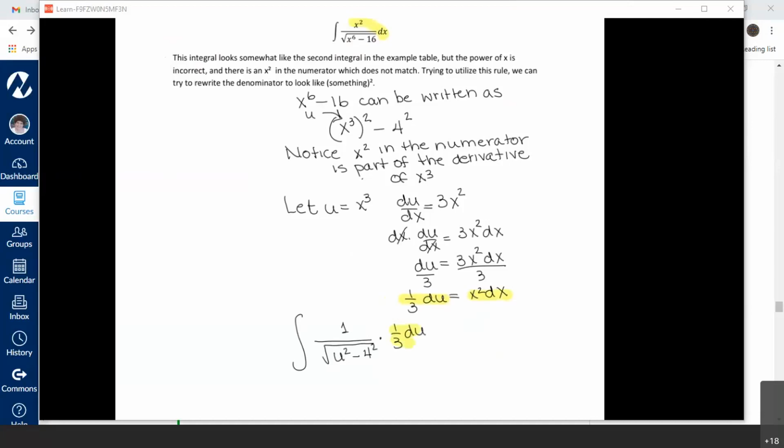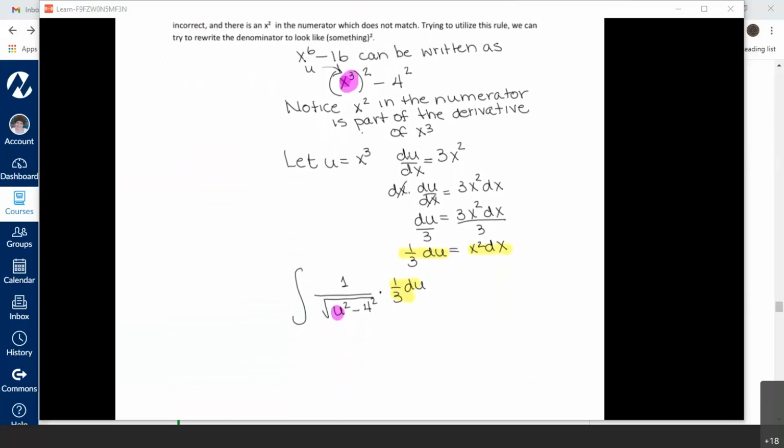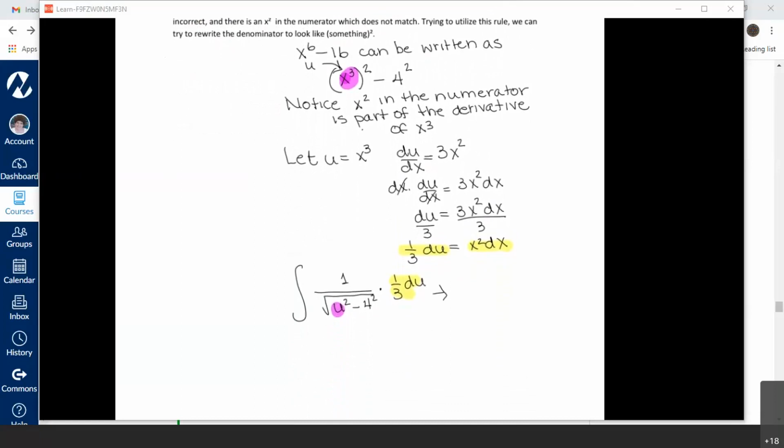All right, so again, I want to make sure everybody understands, u is x cubed. So u squared is x to the 6th. That's how I substituted for x to the 6th. I'm going to pull through the 1/3. And now I have an exact match for my pattern.